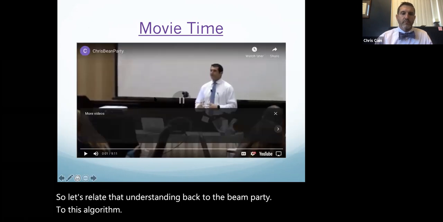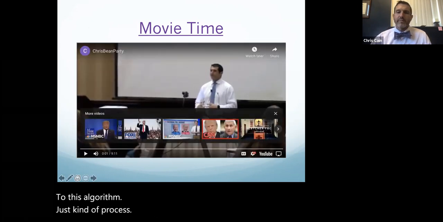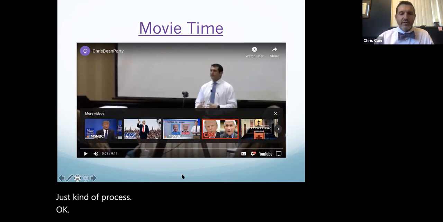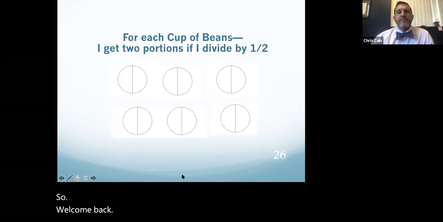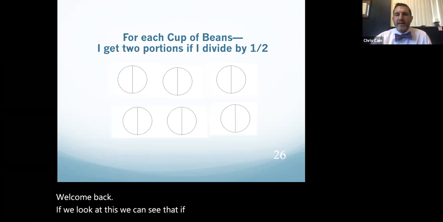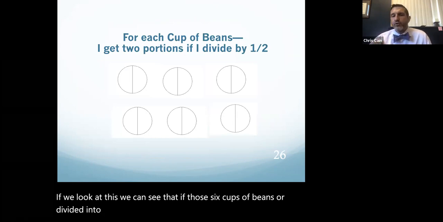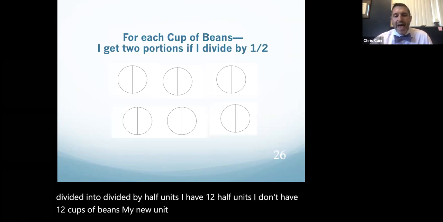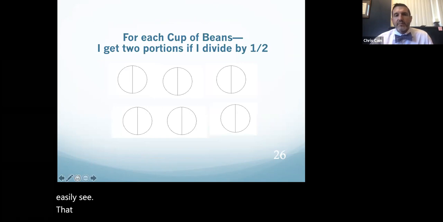Just kind of process it. Okay. So welcome back. If we look at this, we can see that if those 6 cups of beans are divided by half units, I have 12 half units. I don't have 12 cups of beans. My new unit is defined as 1/2. So here I can easily see that for each cup of beans, I get 2 portions.